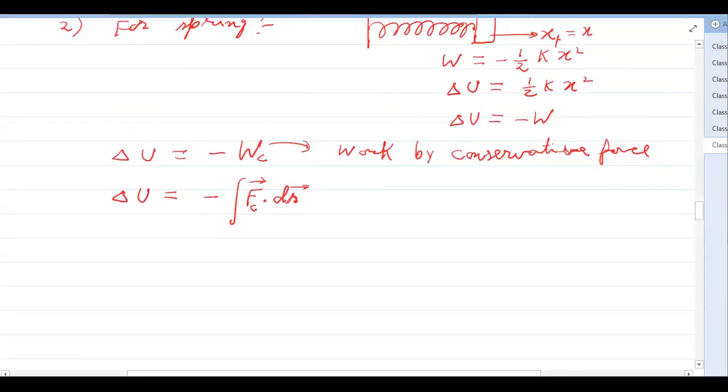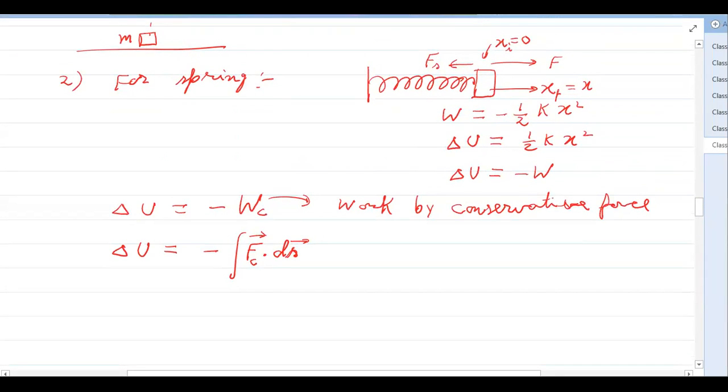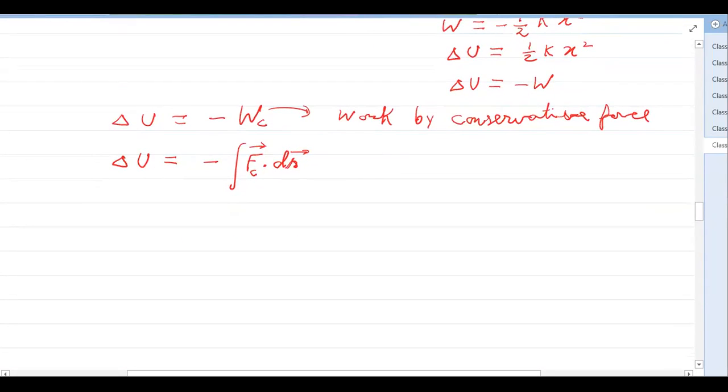I gave examples of a spring force and gravitational force. I can take some other example also. So I am giving an example, from work to potential energy. So we will take an example. How do we use this?